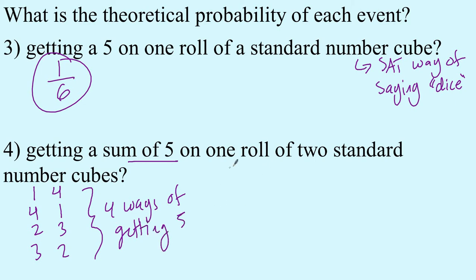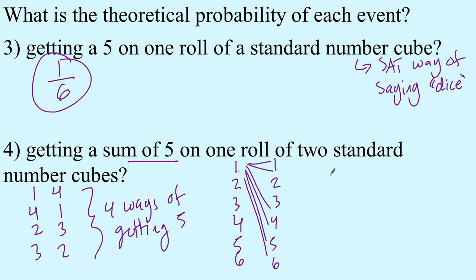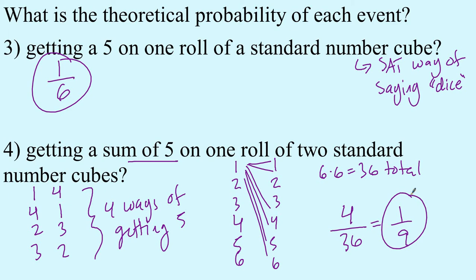Now, total ways. Well, the first dice has 6 sides. The second dice also has 6 sides. Think about it. This is what we did on 11.1, right? All of our options. That's 6 options for the first dice. So there are 36 total. So there are 4 ways of getting a 5 out of 36 total. So 1/9 is your probability.